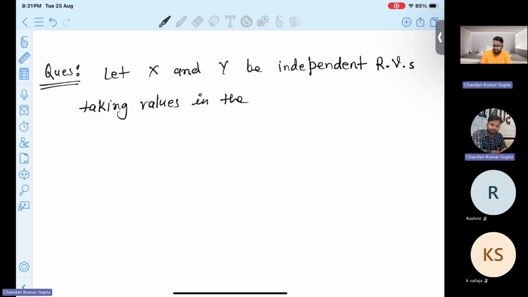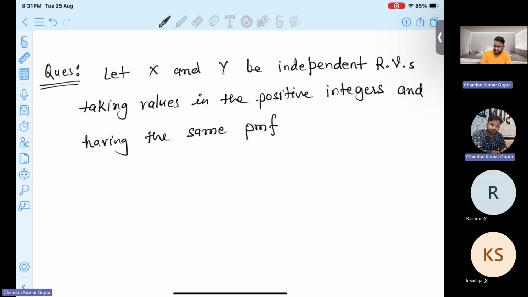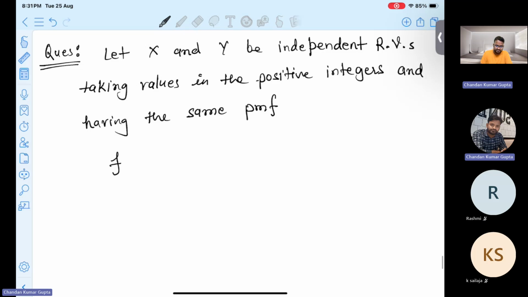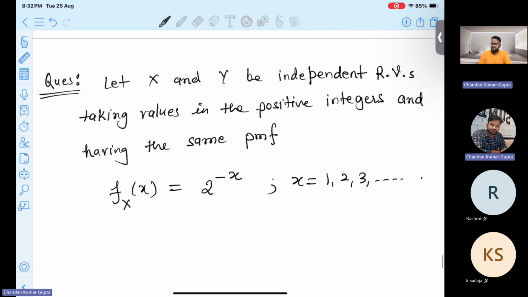Taking values in the positive integers and having the same probability mass function p(x), or we can write f(x) if you want. It's 2 to the power minus x. Then x can take any value 1, 2, 3, and so on. Okay, this is the question.